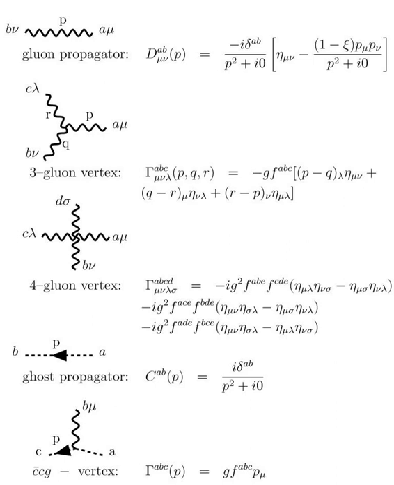In four dimensions, the coupling constant g is a pure number, and for an SU(N) group one has a, b, c = 1, ..., N^2 - 1.